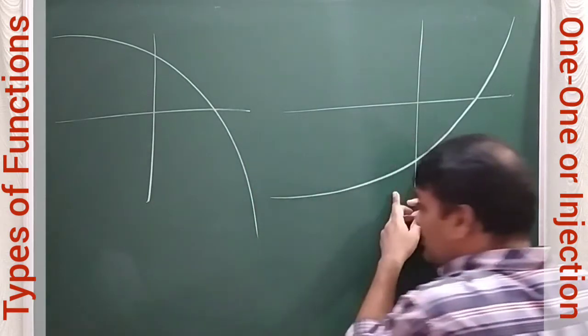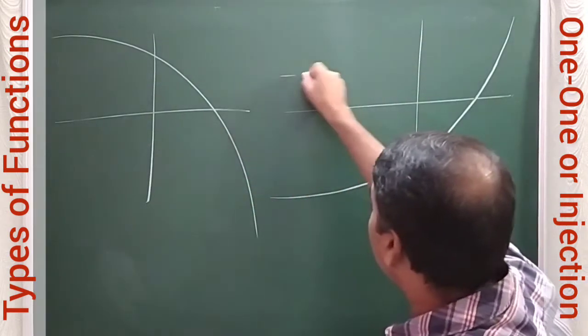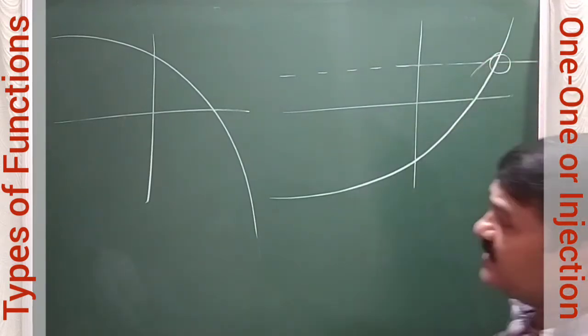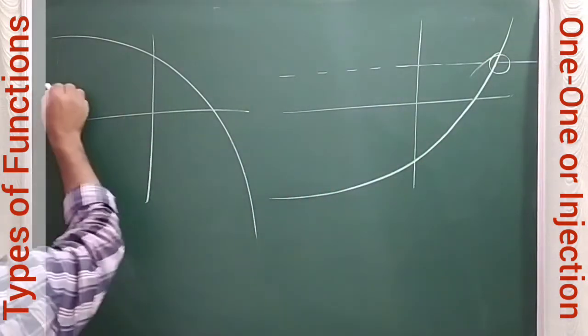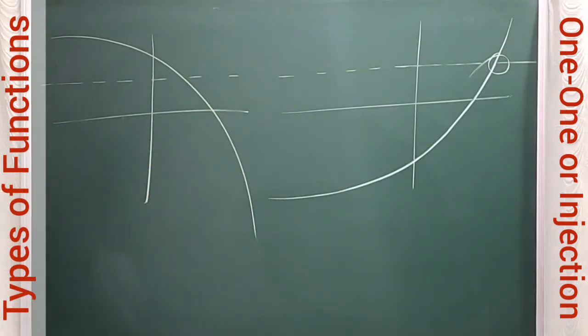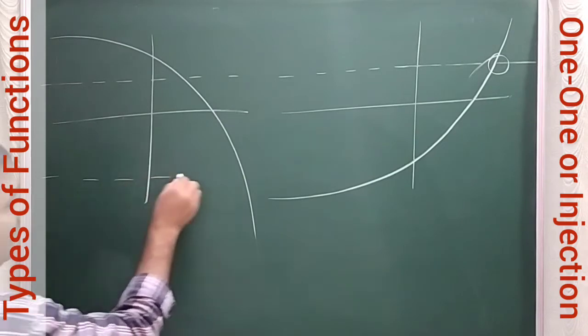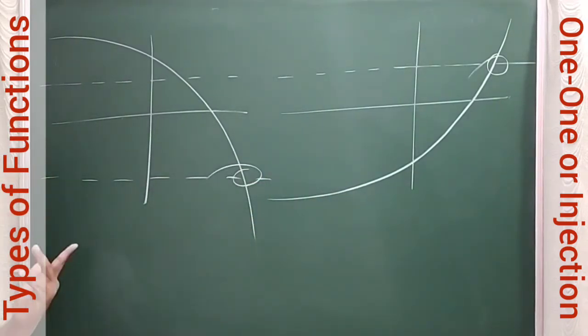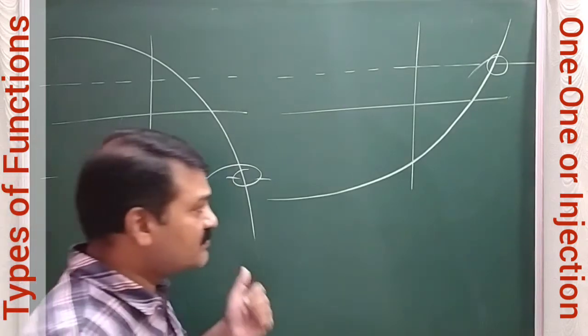So even this function or this function will definitely be 1-1. See, any horizontal line will not cut more than once. For this graph or this graph, you draw the horizontal line anywhere, that is your wish. Where you draw the horizontal line is left to you. It should not cut more than once.